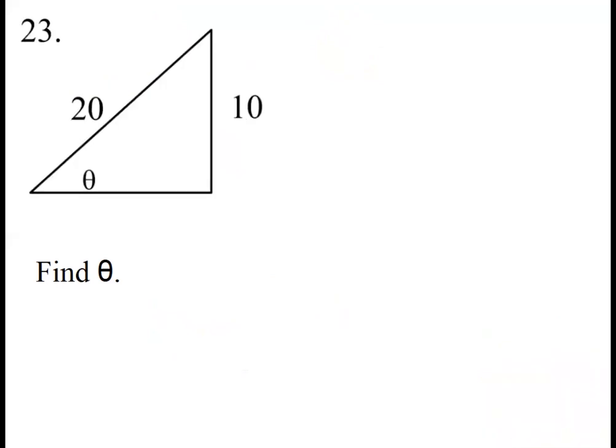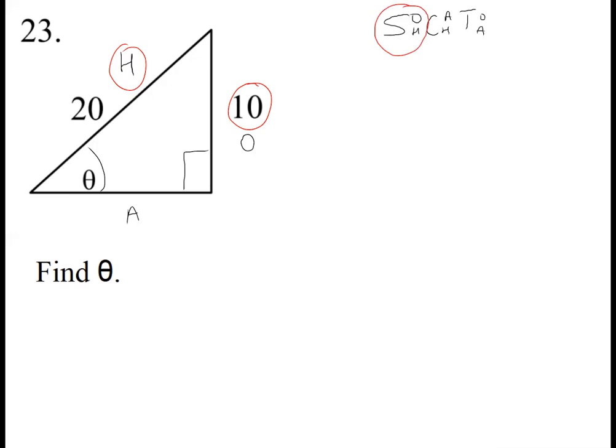Question 23, we have another right angle triangle. So we have the hypotenuse, the opposite, and the adjacent. We have been given the hypotenuse and the opposite. This means that we will need to use sine. So sine of theta is equal to the opposite, which is 10, over the hypotenuse, which is 20.